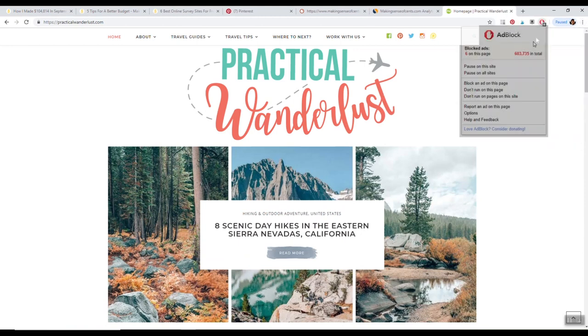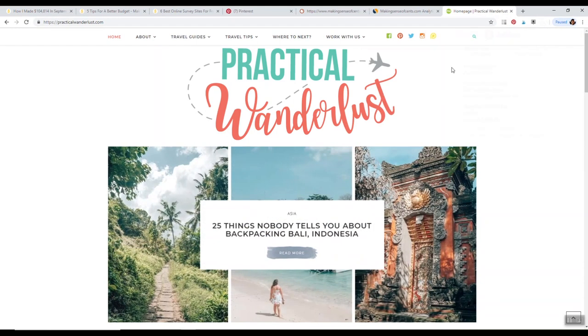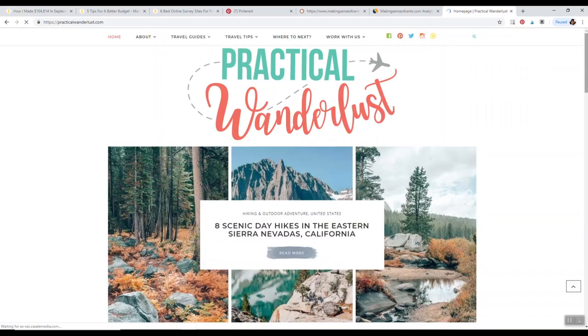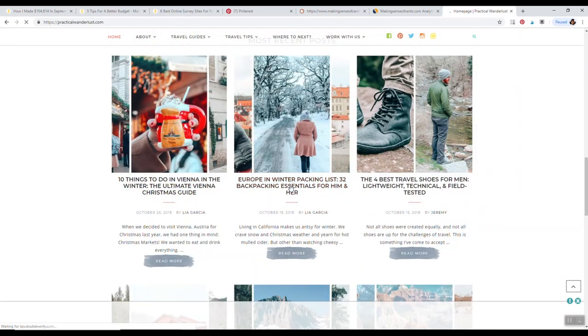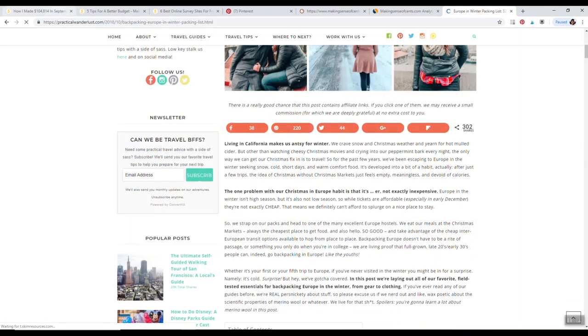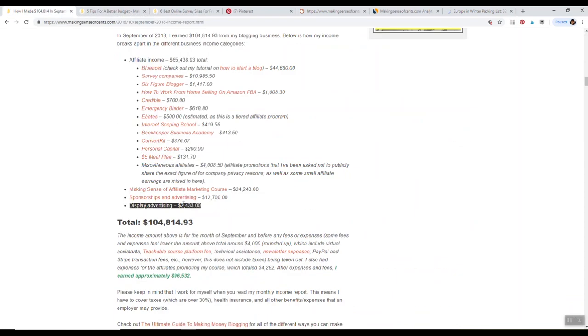Let me pause my ad blocker. This is making thousands of dollars in ad revenue, but it's also a website that is getting 100,000 visitors a month, and it's doing massive amounts of page views. So we have this ad right down there, and then ads within the blog post. So that's what she means by display advertising.